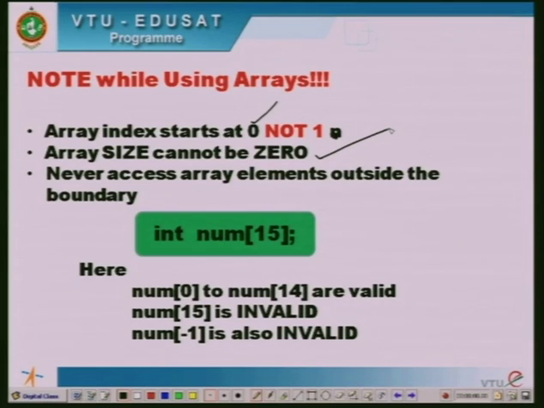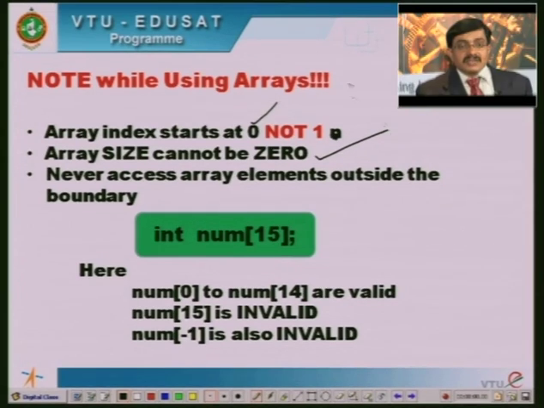Now, we should never access array elements outside the boundary. Here, int num of 15 declares num as an array of 15 integer elements. Since it is declared with 15 integer elements, num of 0 to num of 14 are the only valid elements which can be accessed. Num of 0 is the first element, num of 14 is the last element. Using 0 to 14, I have 15 elements altogether.